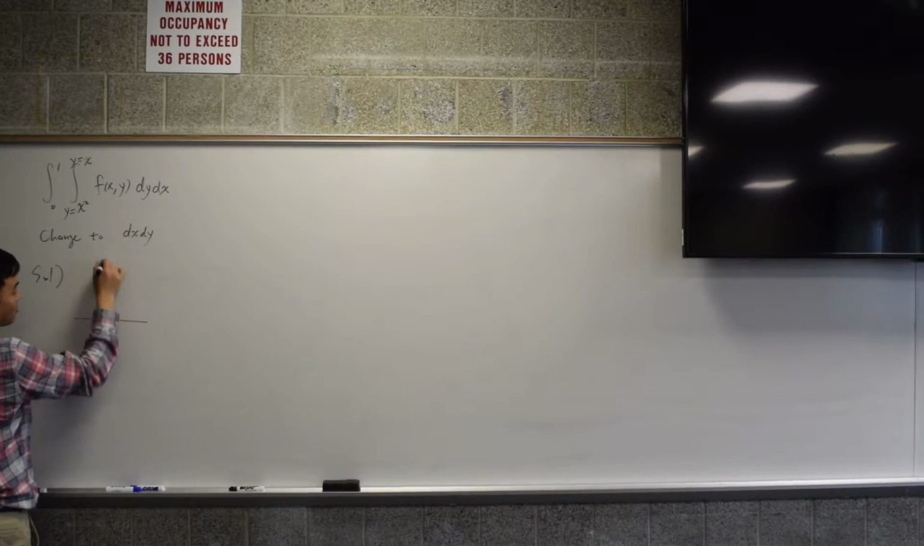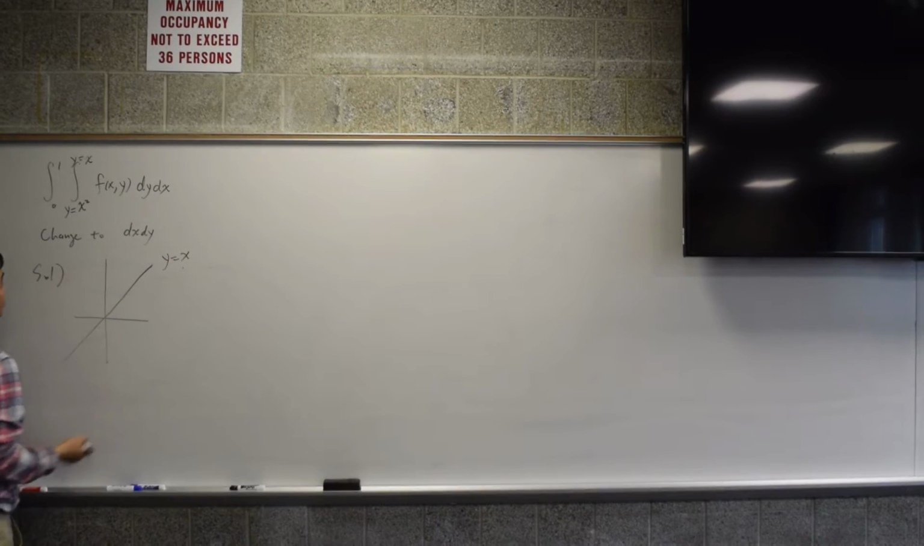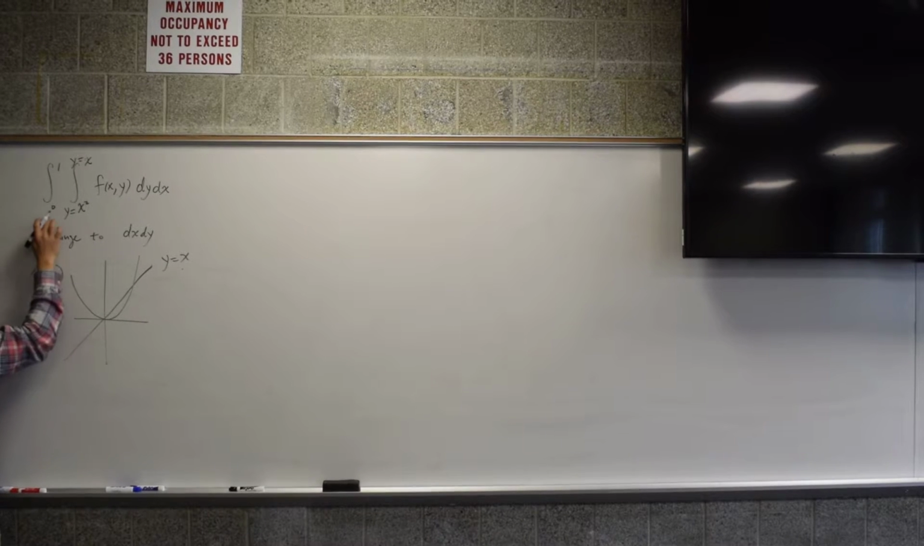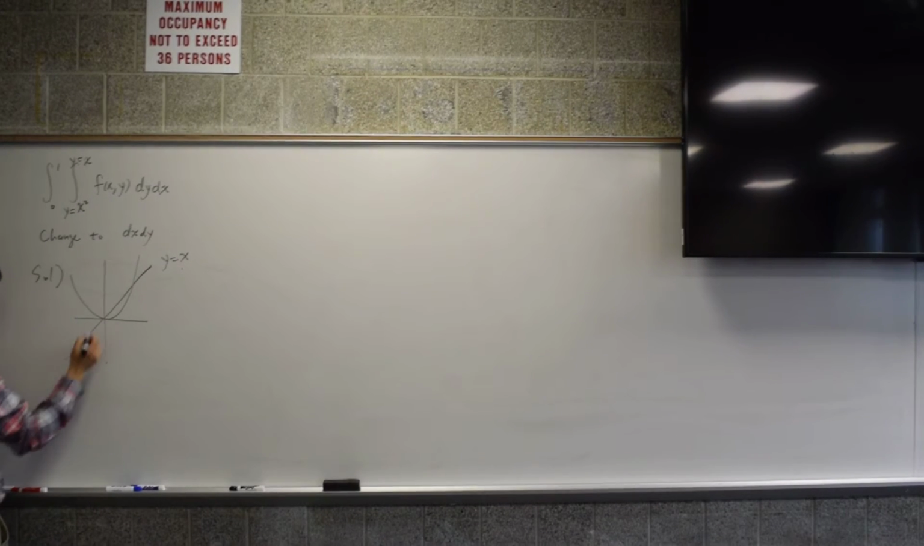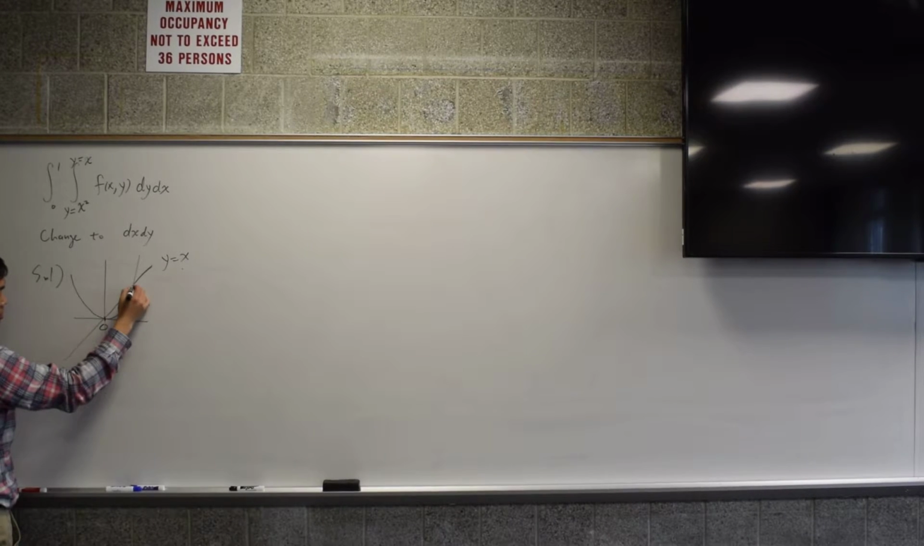Those are easy graphs, right? y equal to x is this, and y equal to x squared is this. And then since your x bounds are 0 to 1, you're really looking at the portion of the graph between 0 and 1. And they happen to meet at 1.